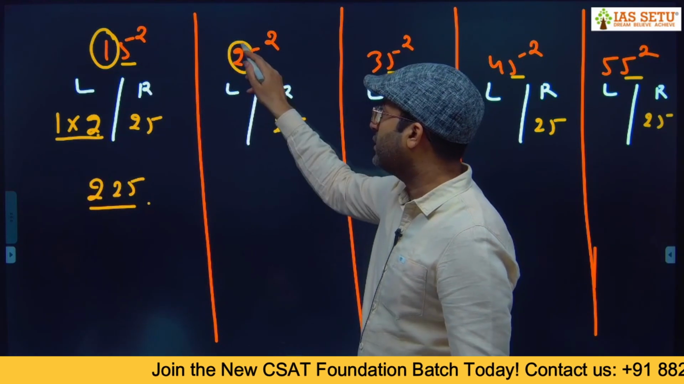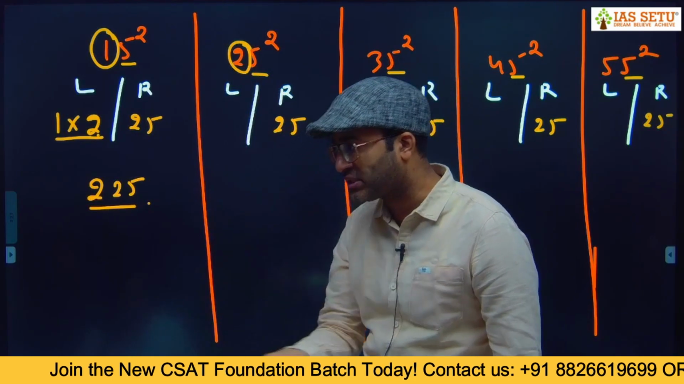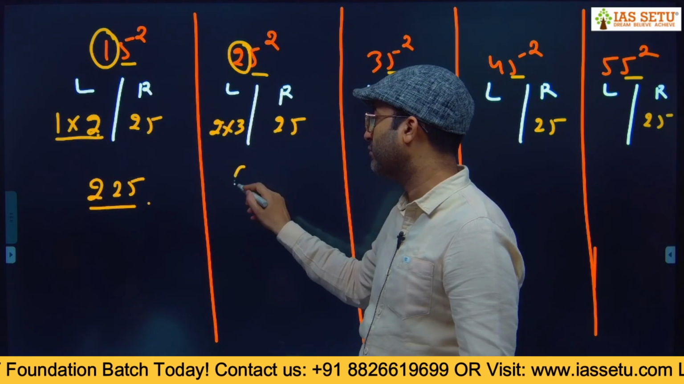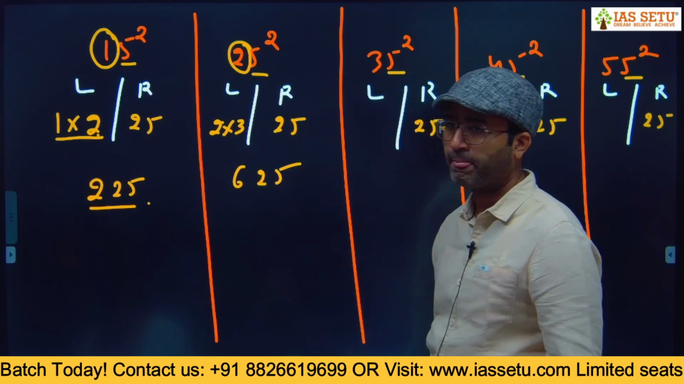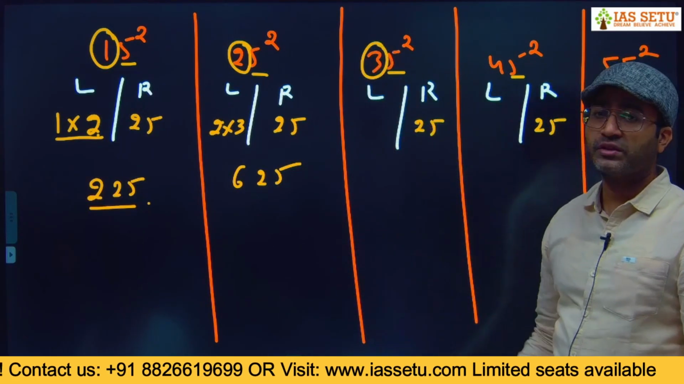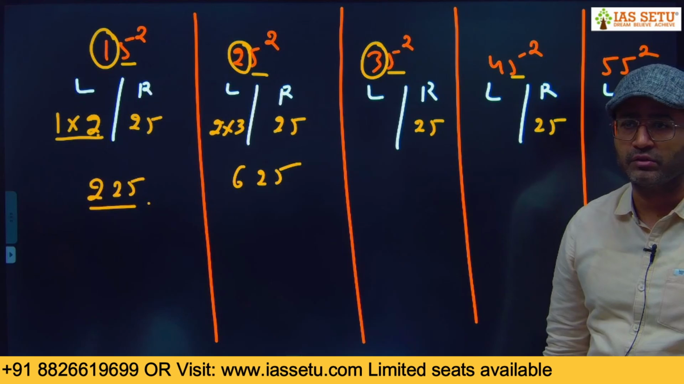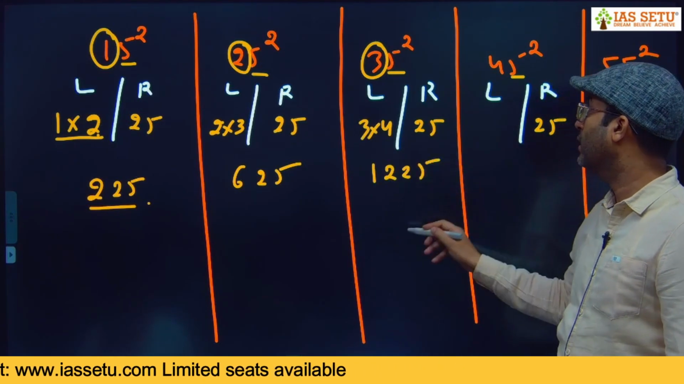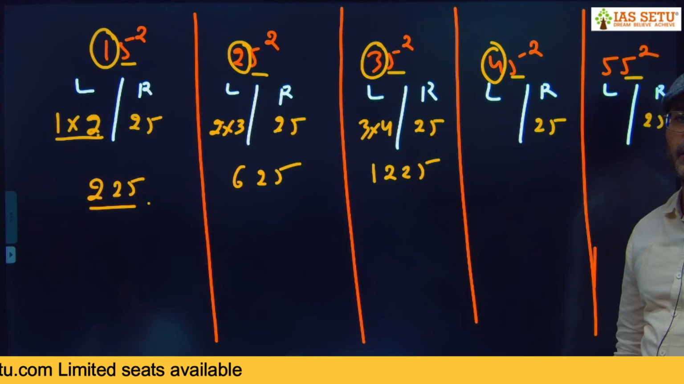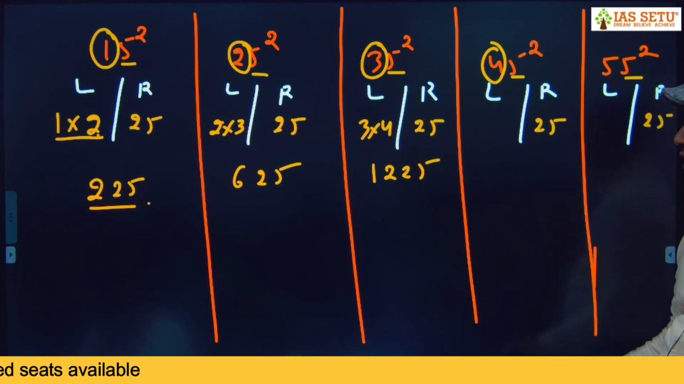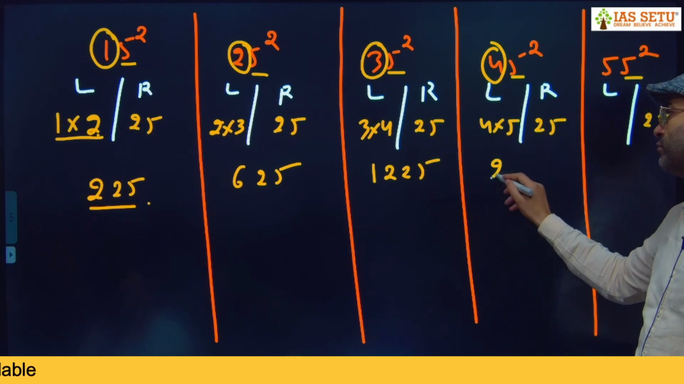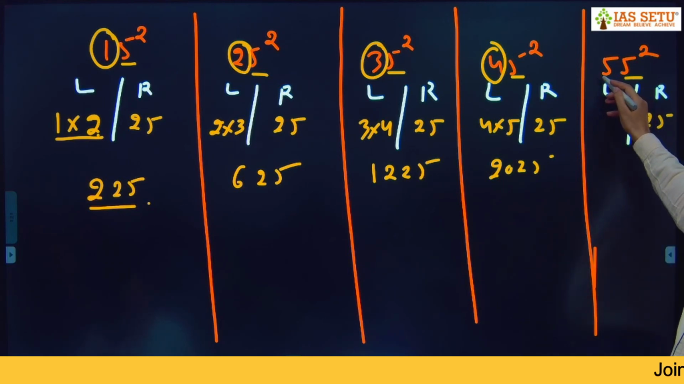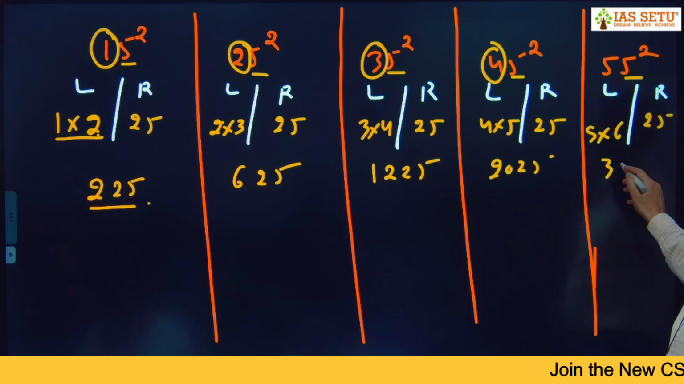Here the remaining value will be multiplied with the next value. What is the next value? 3. So 2 multiplied by 3 gives you 625. Here this is 3. 3 will be multiplied with the next value 4. So 3 into 4, 12. Here this 4 will be multiplied with the next value. What is the next value? 5. So what is 4 into 5? 20, 2025. Here what is the next value? 6. 5 into 6, 30, 3025.